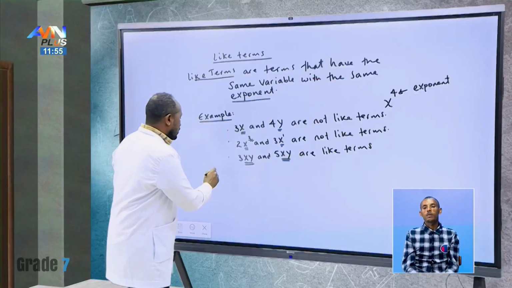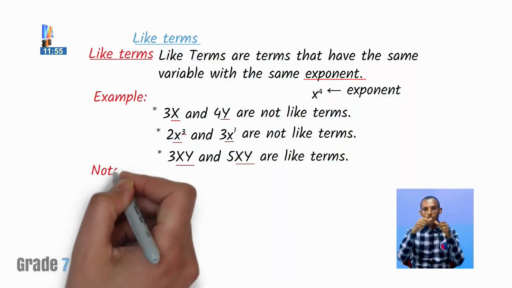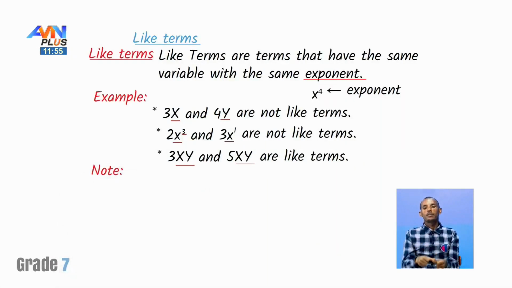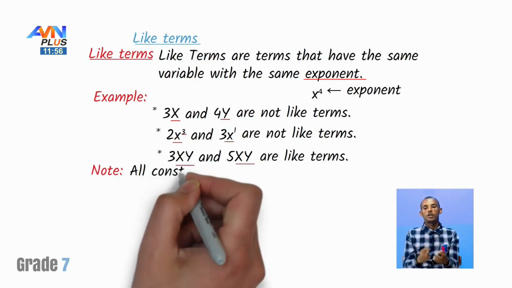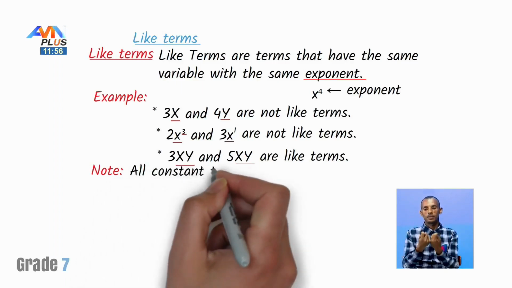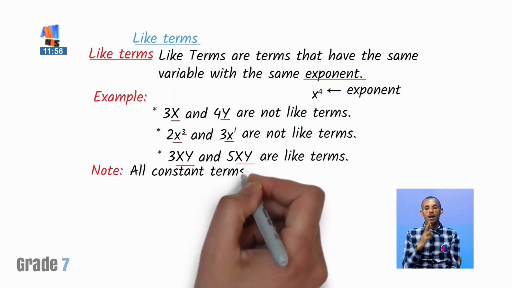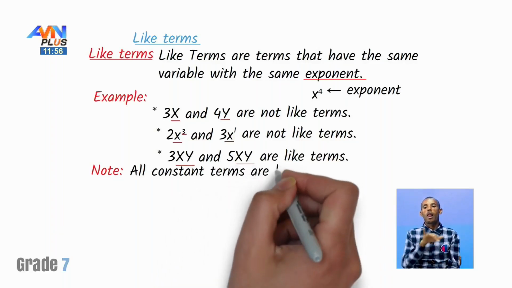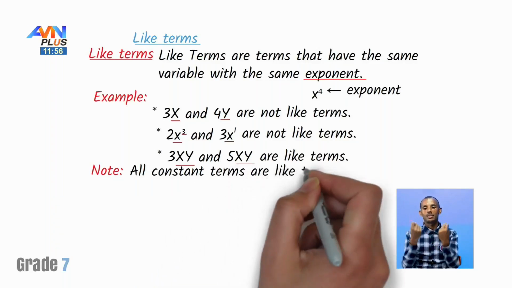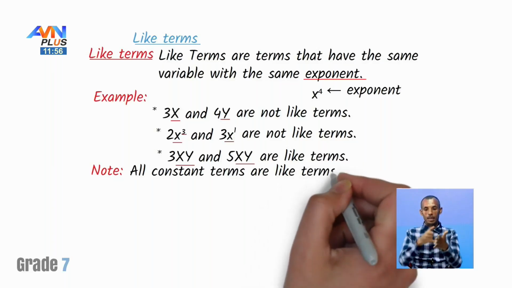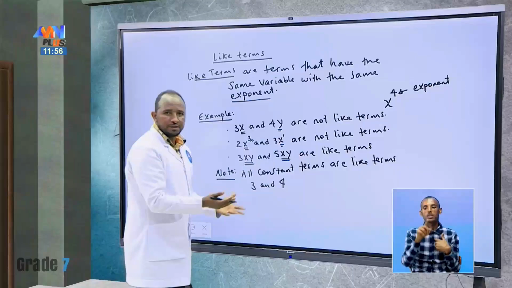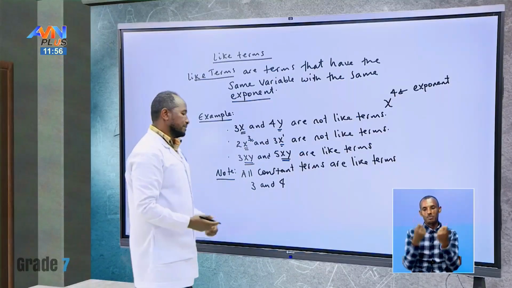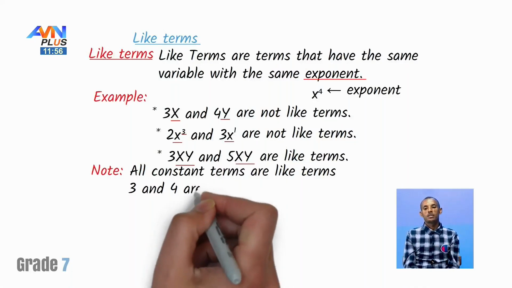Note that all constant terms are like terms. That means if you have 3 and 4, numbers without variables, they are like terms.